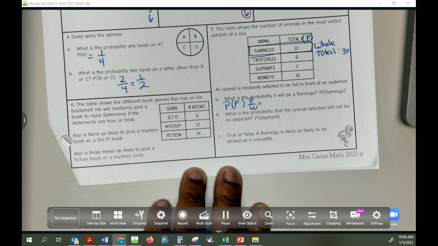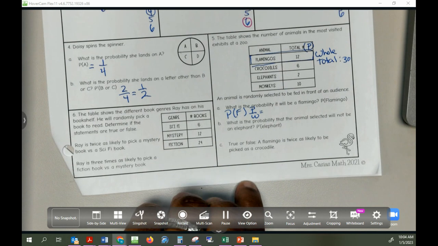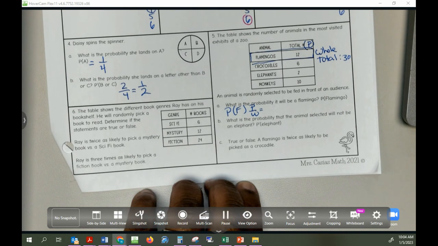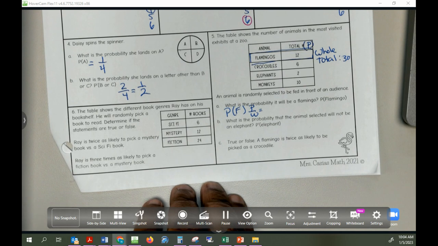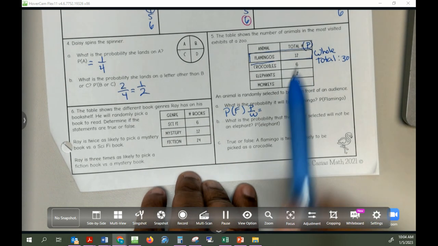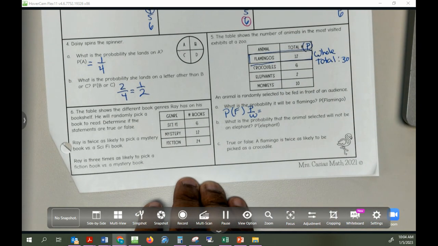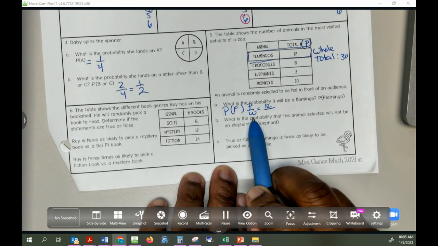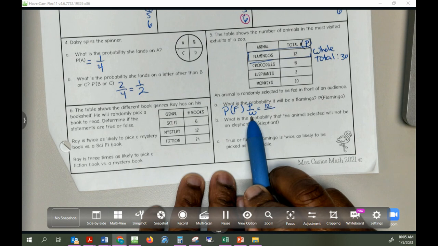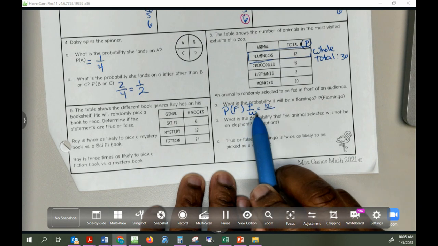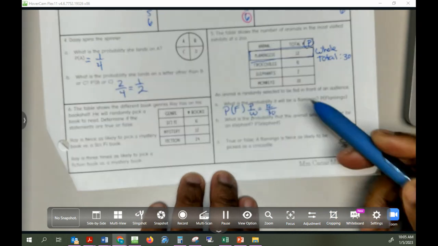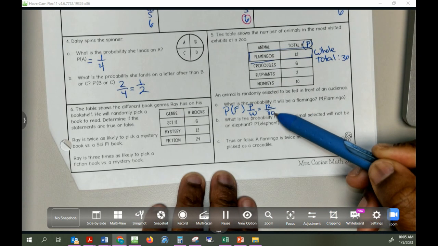What's our part for the flamingo? What's our chance for picking a flamingo? Sophia, if I look at the table, what's the number that's next to flamingo? 12. So that goes at the top, 12. And what's our whole? What did you just tell us? What was our total? 30. So now we know it's 12 over 30.